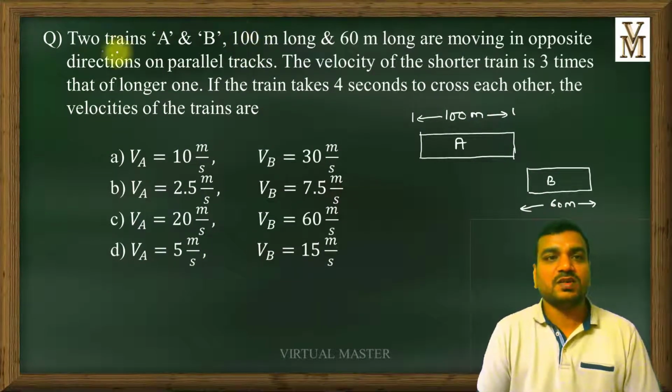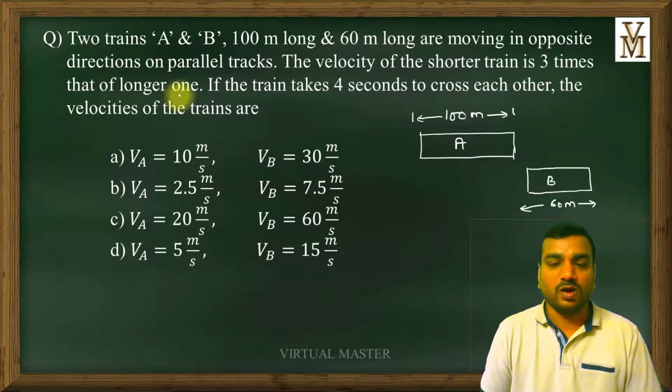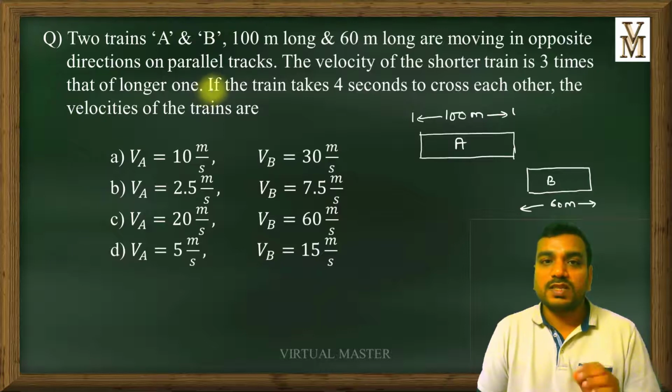The next question is, two trains A and B, 100-meter long and 60-meter long, are moving in opposite directions on parallel tracks. The velocity of the shorter train is 3 times the velocity of the longer one. If the trains take 4 seconds to cross each other, the velocities of the trains are, and 4 options are given here. Okay. Now, what is given in the question?